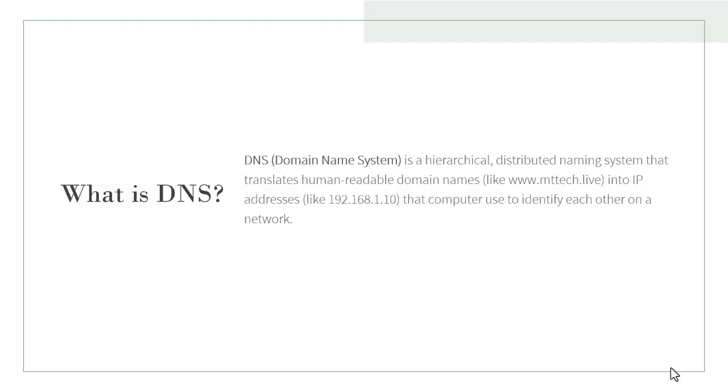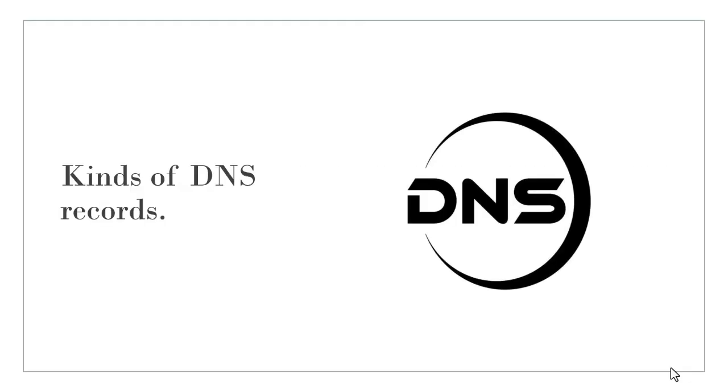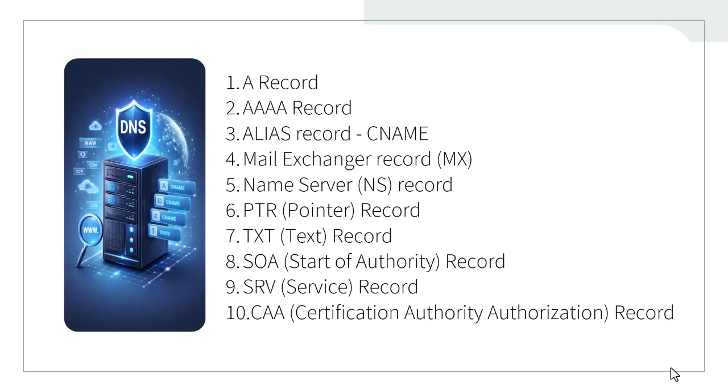So in DNS, we have 10 types of records. Here are the kinds of DNS records that I want to show you. The first one is the A record, which directly refers to IP version 4. The second one is the AAAA record, which refers to IP version 6. The third one is the alias record, the CNAME record, and later on I will show you in the DNS server how to create a CNAME record.